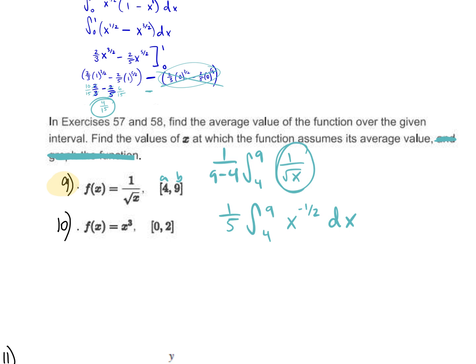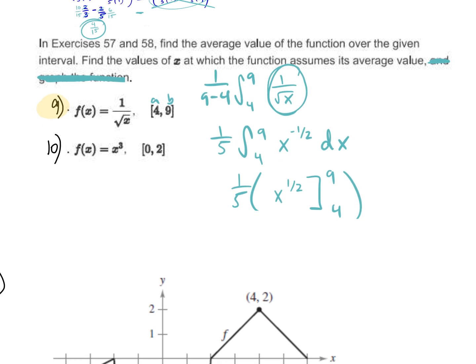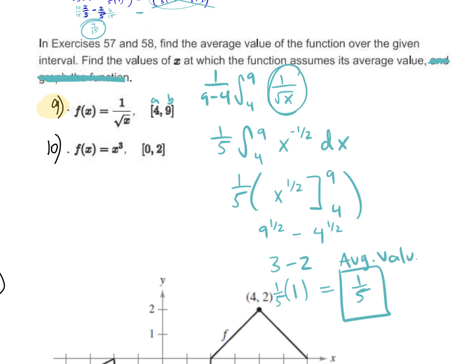Now when we take our antiderivative, we would get x to the 1/2 power from 4 to 9, times 1/5. So I would plug in 9 first. We would get 9 to the 1/2 power minus 4 to the 1/2 power. So 3 minus 2 would be 1. Times 1/5 would be 1/5. So 1/5 is our average value. If the question just asked for average value, this would be our answer.